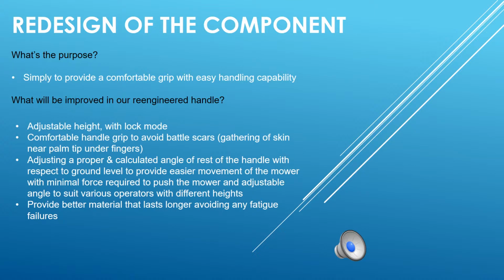Moving on to the redesign of the component, we had two things in mind. Firstly, the purpose, and secondly, what was improved in our re-engineered handle. So what was the purpose? The purpose was to provide a comfortable grip. And what was improved in our re-engineered handle? Adjustable height with a lock mode, a comfortable hand grip, and adjusting a proper and a calculated angle of the rest of the handle. Also, to provide a better material that would last longer, avoiding any fatigue failures.